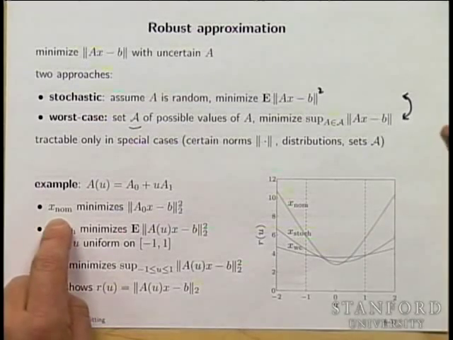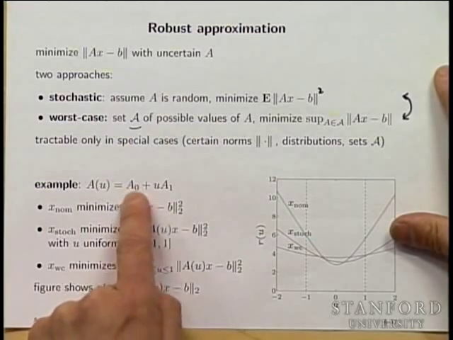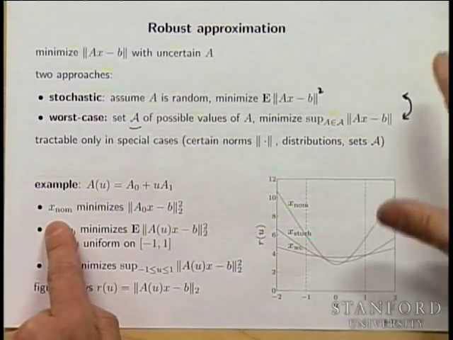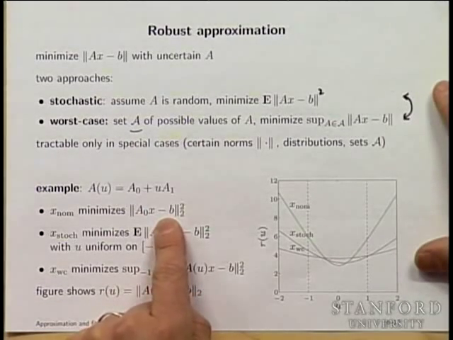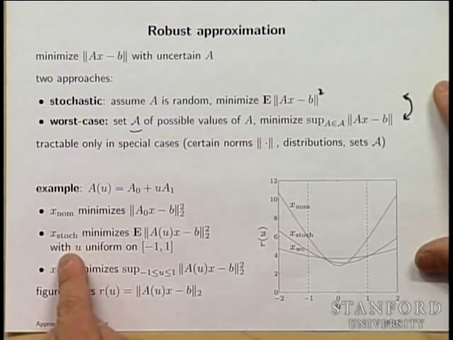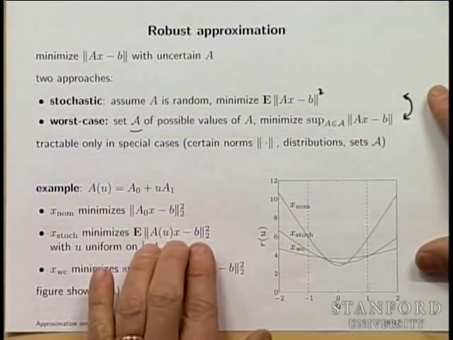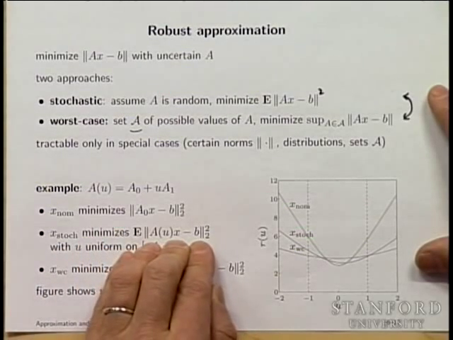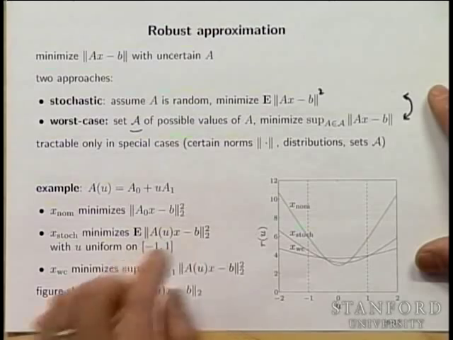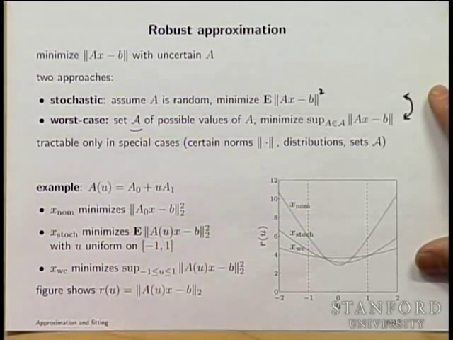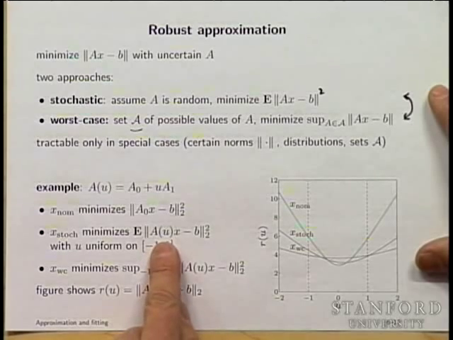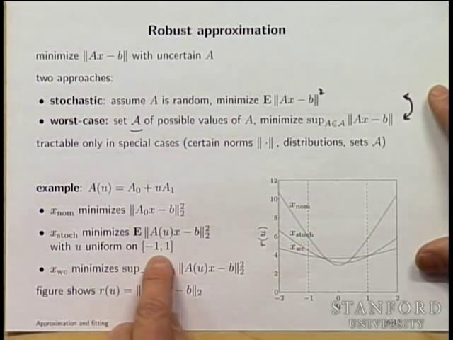If I just ignore it, A0 is what happens if u equals 0. That's the nominal value. And I just minimize norm Ax minus b. I just do least squares here. That gives me x nominal. You can easily work out what this is. It's actually a regularization problem. But x stoch minimizes the expected value of the norm squared here, with a uniform distribution on minus 1, 1.